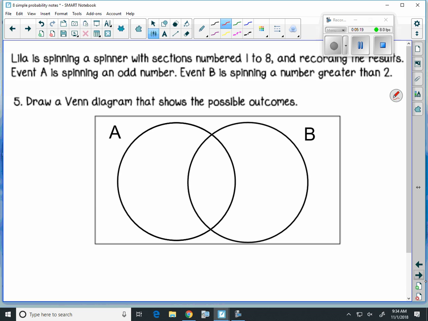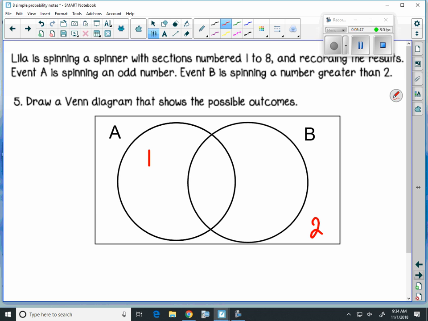A is an odd number, right? So it's definitely going to go in A. Will it go in B? No, because it's not bigger than 2. So we're going to put 1 in there. If she rolls a 2, is that going to go in A? No. Is that going to go in B? Is 2 greater than 2? It's equal to 2, but it's not greater than 2. So that one has to go outside, because it doesn't match A or B.